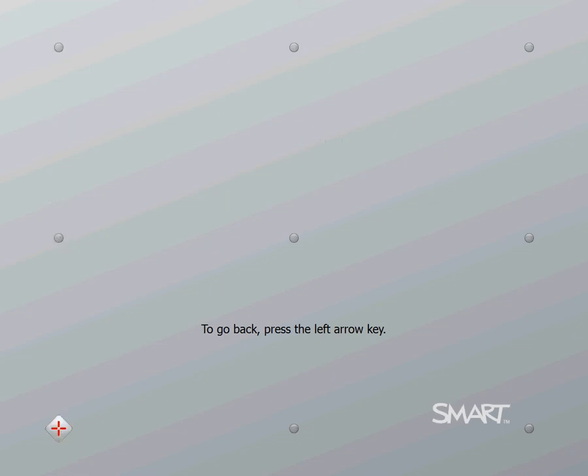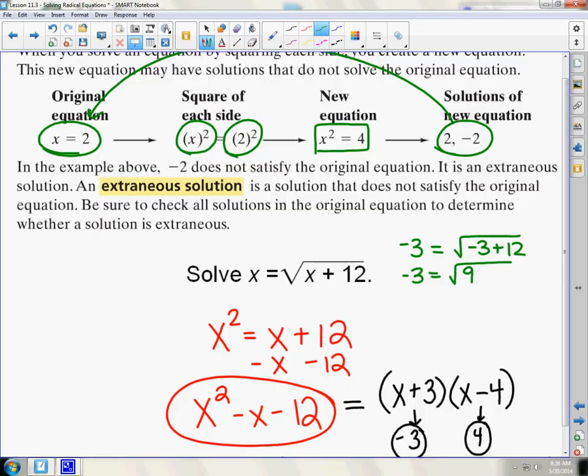Oh gosh, sorry, I hit the double button. So then the square root of 9, so negative 3 does equal 3 or negative 3.